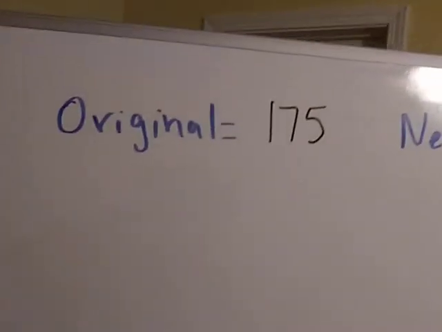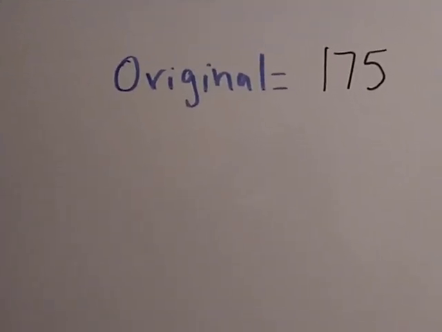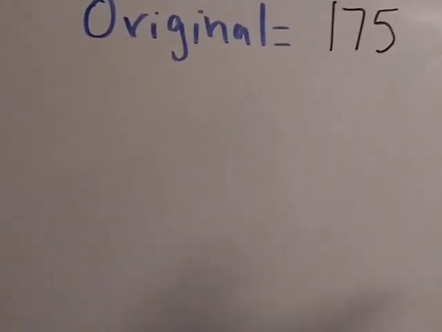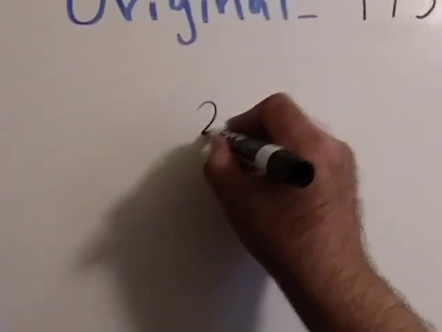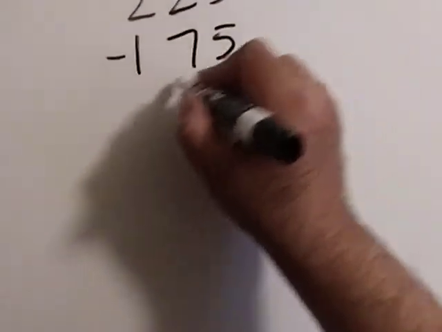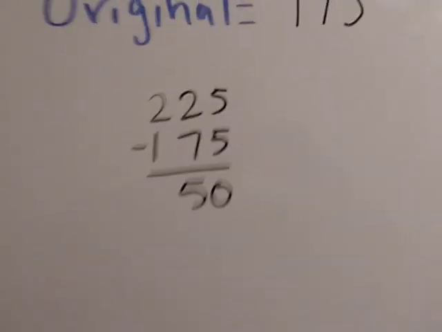Okay, so we're going to subtract the original from the new. So in this case, you're going to do 225 minus 175, right? So it'll be 225 minus 175, which gives us 50, right?